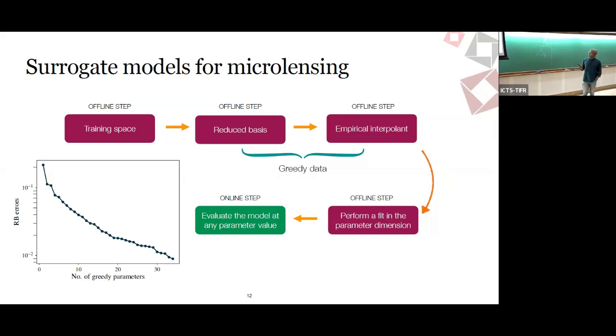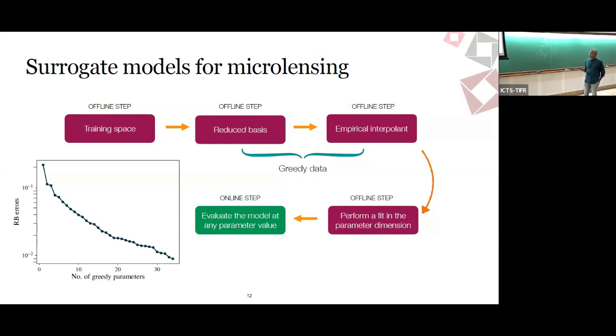Once I have this, then I perform a fit in the parameter estimation, and finally evaluate the model at any parameter value. So the point to note is that this whole part is time consuming, but it is done offline, so you don't have to do it at the time when you are running the parameter estimation. The only thing that you want to be fast enough is this part, evaluating the parameter at the final stage. And addressing one of the questions that I think Harshit asked about these errors, how do they go with the greedy parameters?